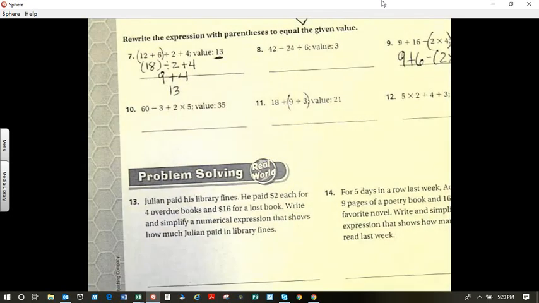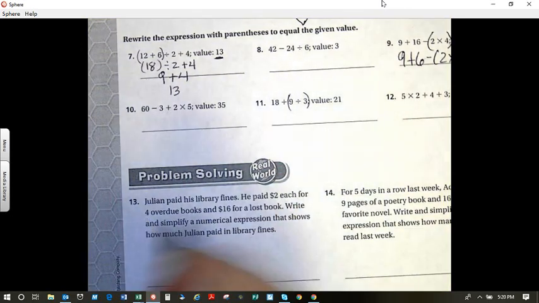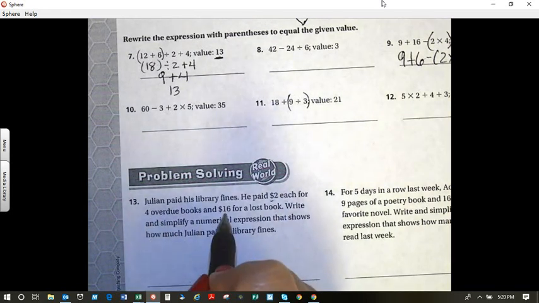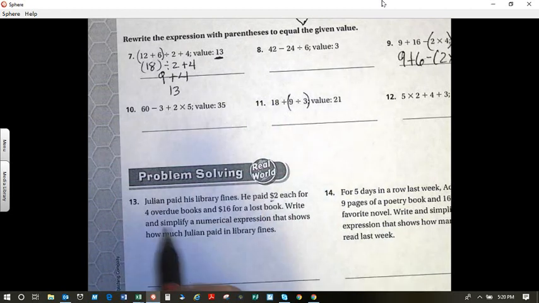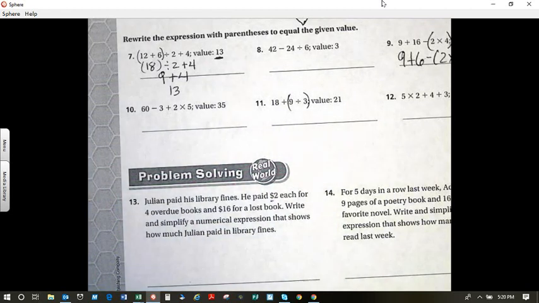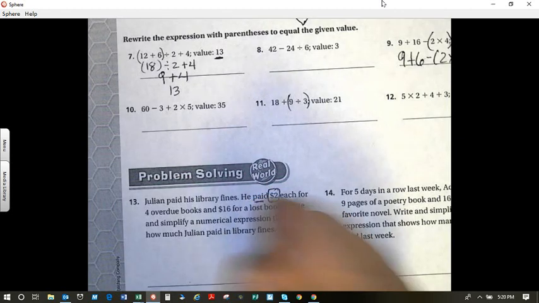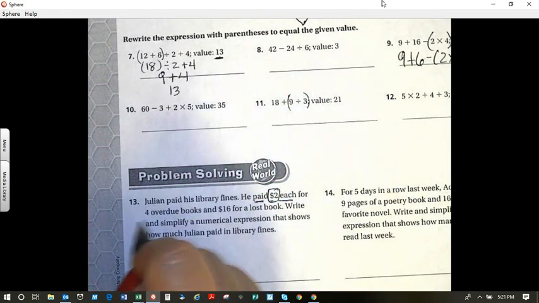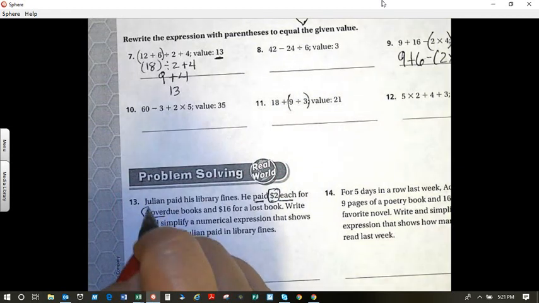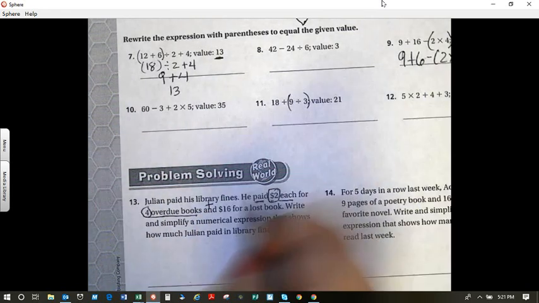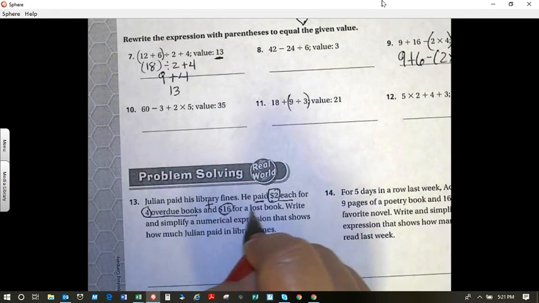Hey, look, it's Julian. Julian paid his library fine. So he paid $2 each for 4 overdue books, and $16 for a lost book. We need to write and simplify a numerical expression that shows how much Julian paid in library fines. All right, let me go back and reread. He paid $2 each for 4 overdue books, and because we're adding to it, $16 for a lost book.